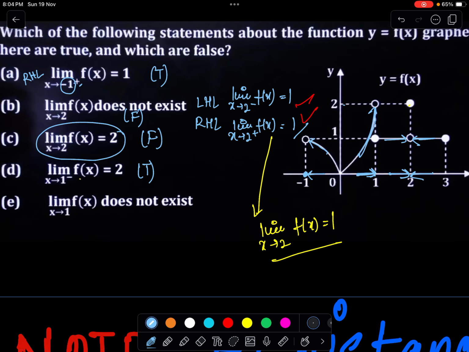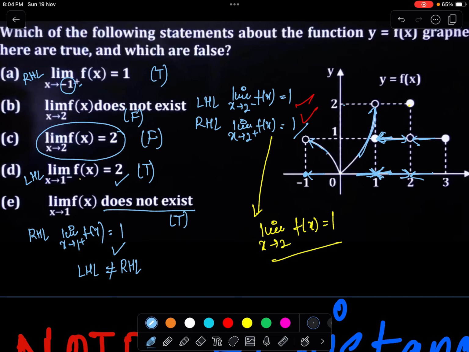So that means what? I already got the left hand limit at x is equal to 1. I need to find the right hand limit at x is equal to 1. So limit x tends to 1 plus f of x. Let's come here. When I am moving towards 1 from the right hand side, I can see the function is going towards 1. And here it is 2, here it is 1. It is not equal. So the left hand limit is not equal to the right hand limit. So the limit does not exist. So this is true.